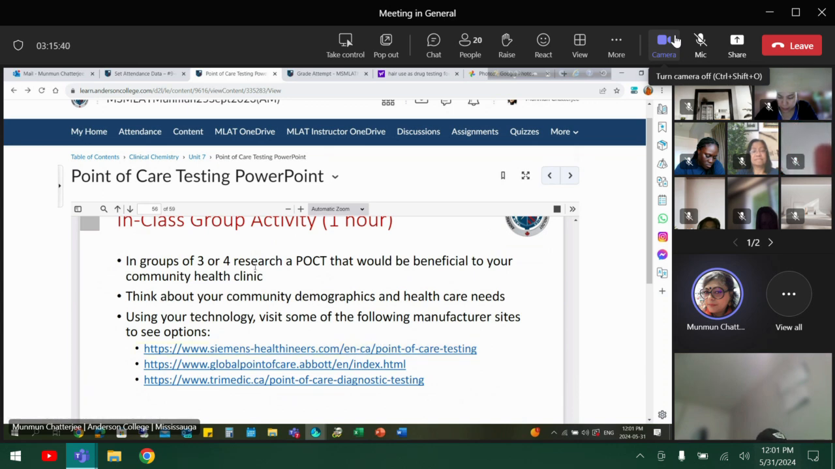So now you have some time, within 30 minutes, in groups of 3 or 4, to research a POCT that would be beneficial to your community. You can make groups of 5, I don't mind, because you are 20. Make 5 people in a group and search for a POCT that would be beneficial to your community health clinic.